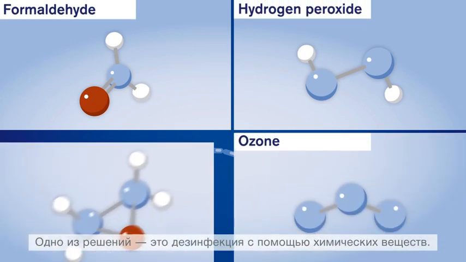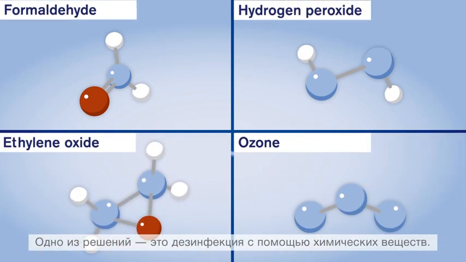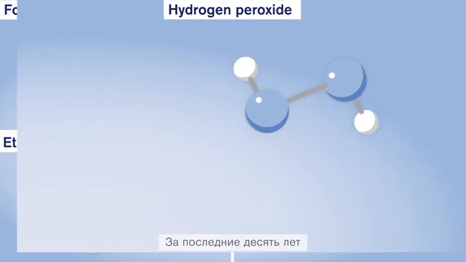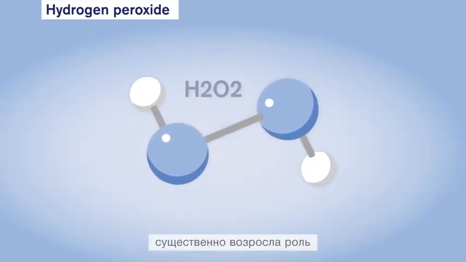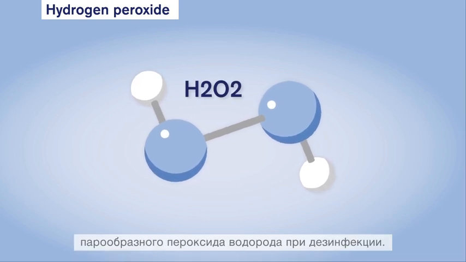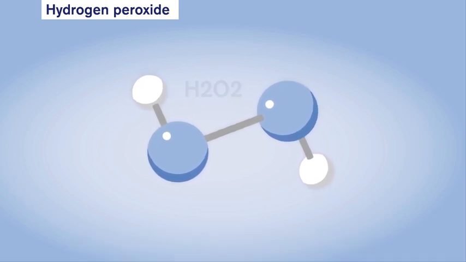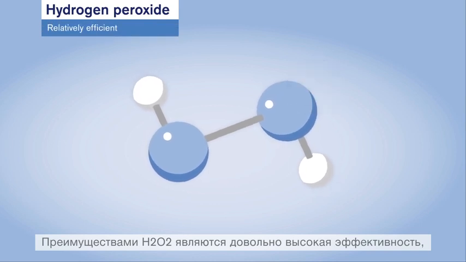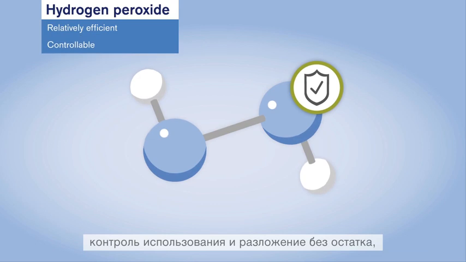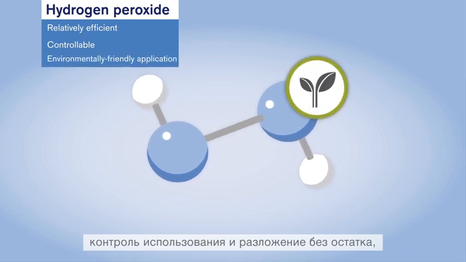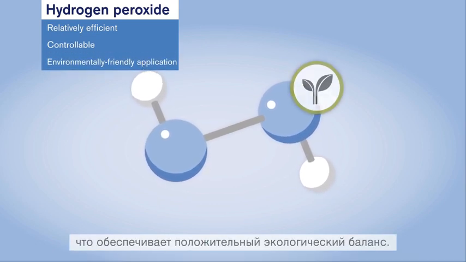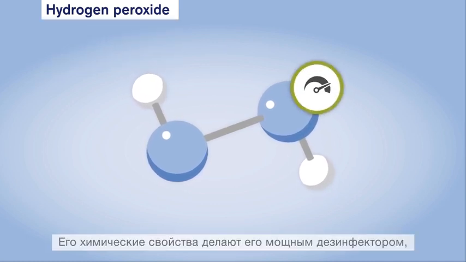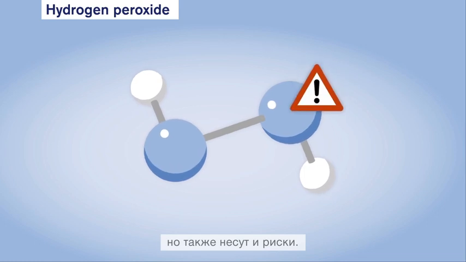One solution is bio-decontamination with chemical substances. Various chemicals are used for this. During the last decade, there has been a significant rise in the importance of hydrogen peroxide vapor as a decontaminant. The advantages of H₂O₂ are its relatively efficient application, its controllable usage, and its residue-free decomposition, thus having a positive environmental balance. Its chemical properties make it a powerful decontaminant, but also carry risks.